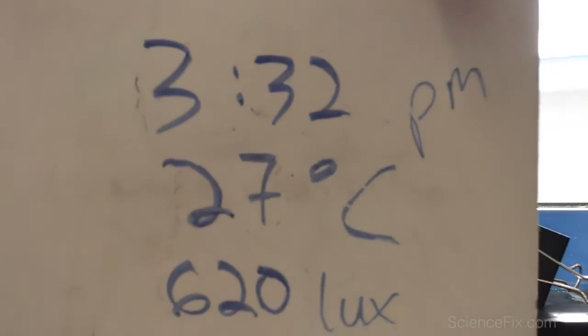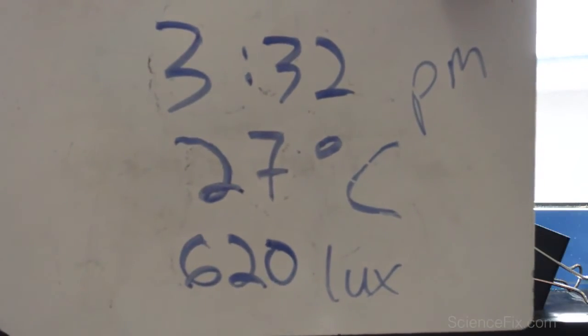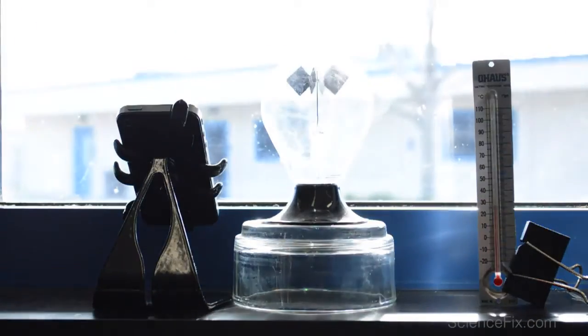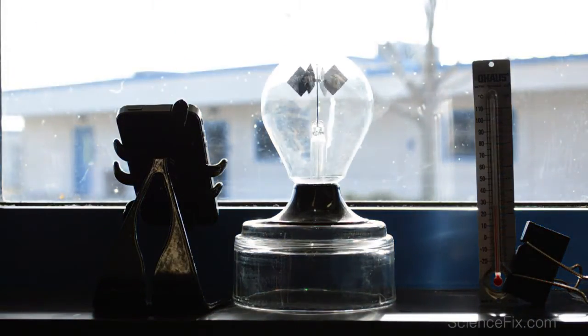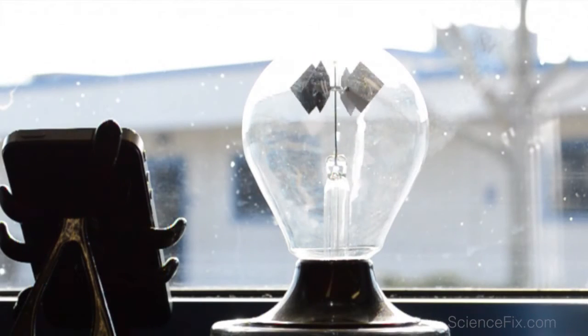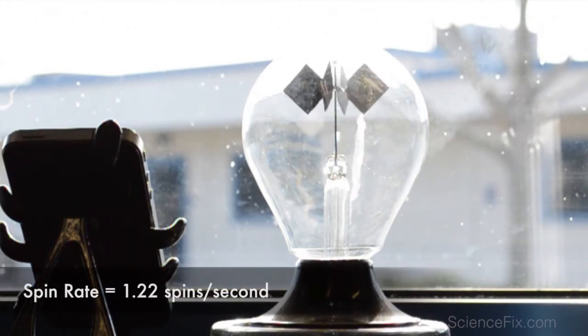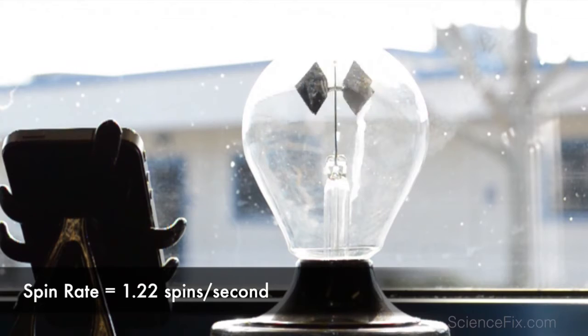The time is now 3:32 p.m. The temperature is 27 degrees Celsius, and the amount of light is 620 lux. Let's take a look at the spinning rate. It is 1.22 spins per second, so it has increased significantly since we last saw it.